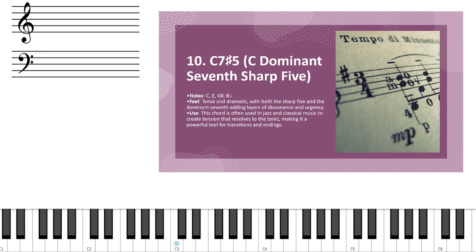Chord number 10 is C dominant 7th sharp 5. Now, a C dominant 7th is C, E, G, B flat. I really haven't shown you that one. So this is a C dominant 7th, but when you sharpen the 5th, it becomes tense. A little bit dramatic with both the sharp 5 and the dominant 7th. It adds layers of dissonance and urgency.